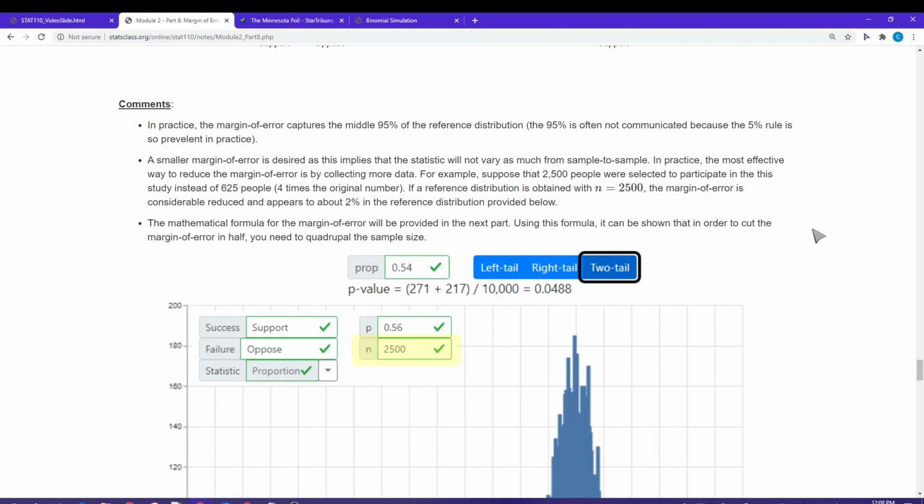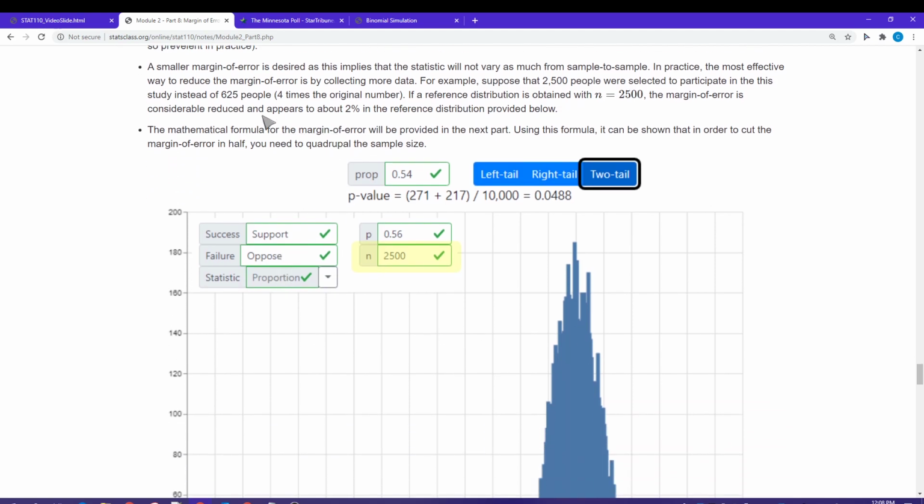The easiest way to drive down your margin of error, so let us suppose that we want a poll that has more precision. In other words, we want a smaller margin of error. We want to be more sure about the percentage that we're reporting in the poll. The easiest way to do that is to increase the number of people that you select to participate in your poll. So here in this example, instead of 625, what I've done is just mocked up a reference distribution with a poll that had 2,500 people in it, which is 4 times the original number.